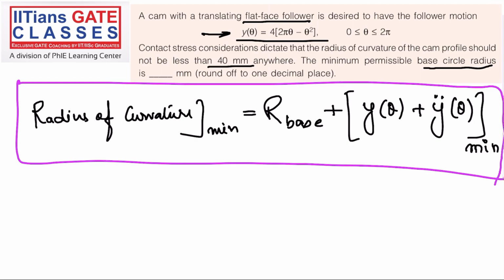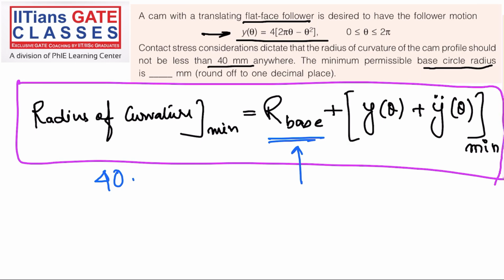So we need to find out R base. This is what you need to find out. The minimum possible value of radius of curvature is already given, that is 40. So basically we need to find out the minimum value of y theta plus y double dash theta.